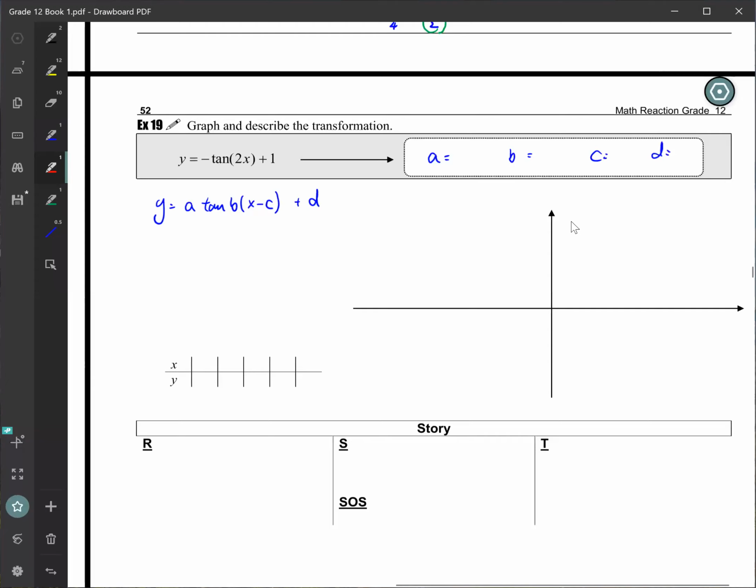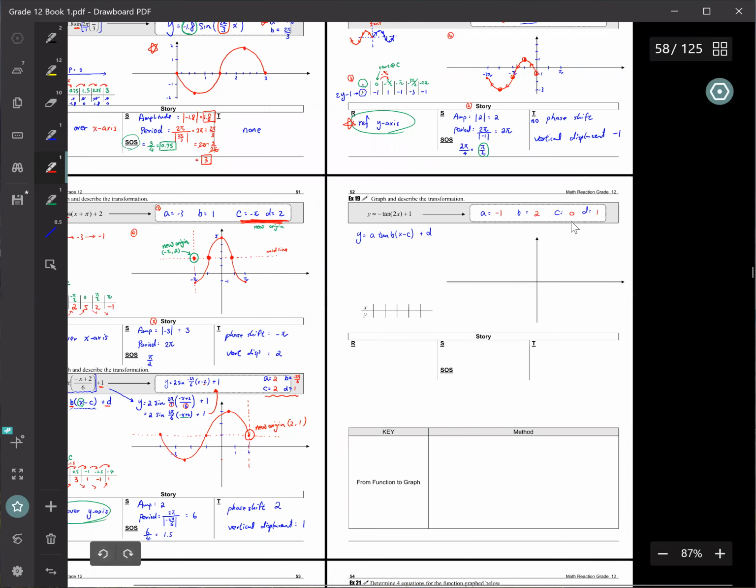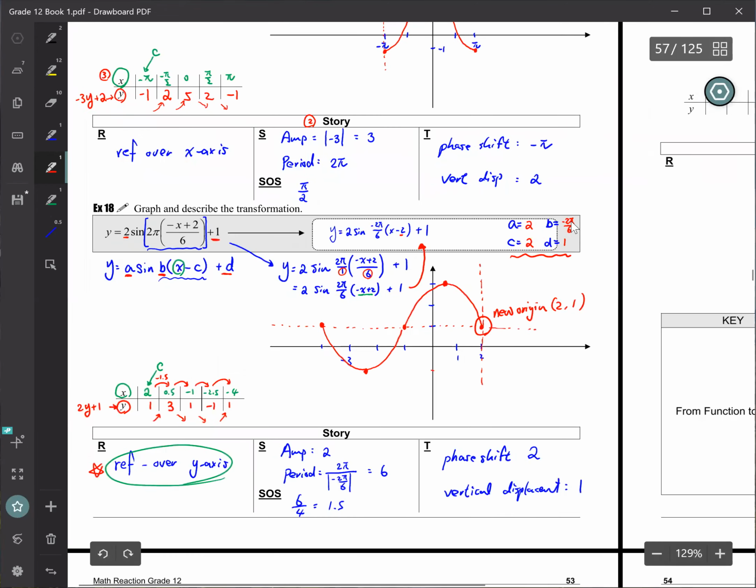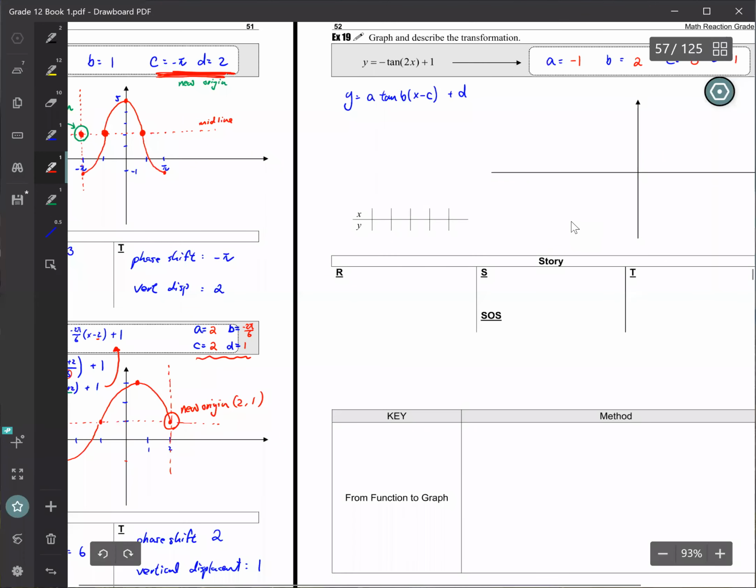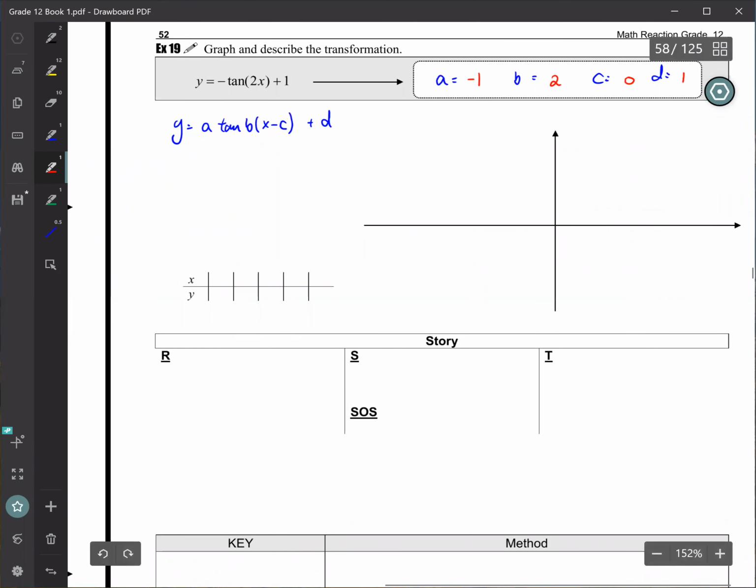All right, Donna, can you tell us ABCD here? Negative 1, 2, 0, 1. Okay, perfect. There's no C here. Usually you will have a C value if there's an x plus or x minus something, but this one doesn't have that. So the C has to be 0.